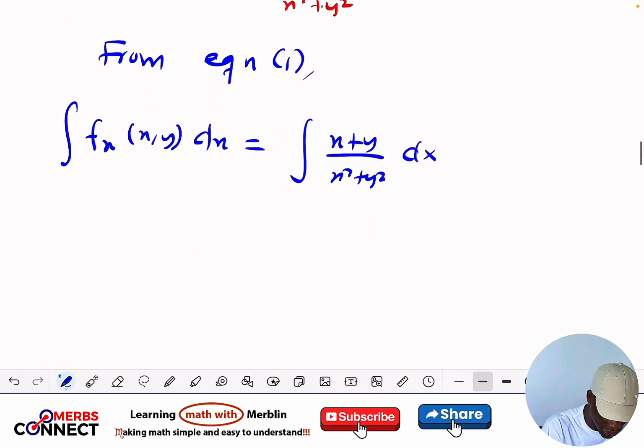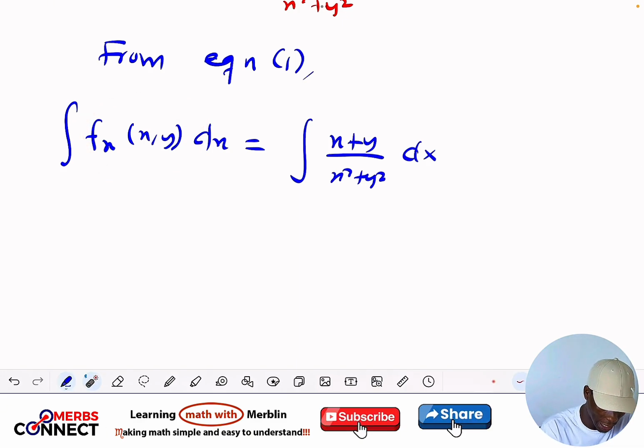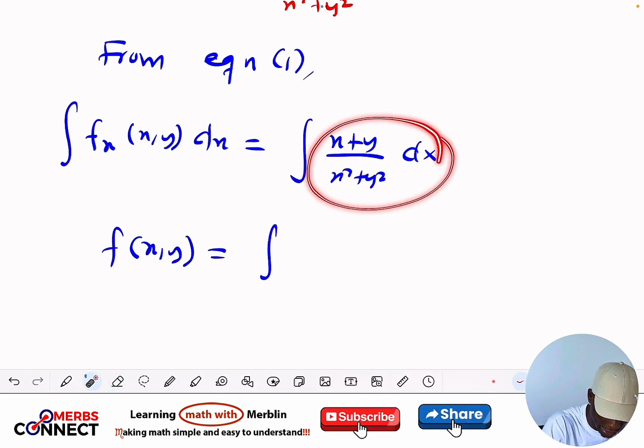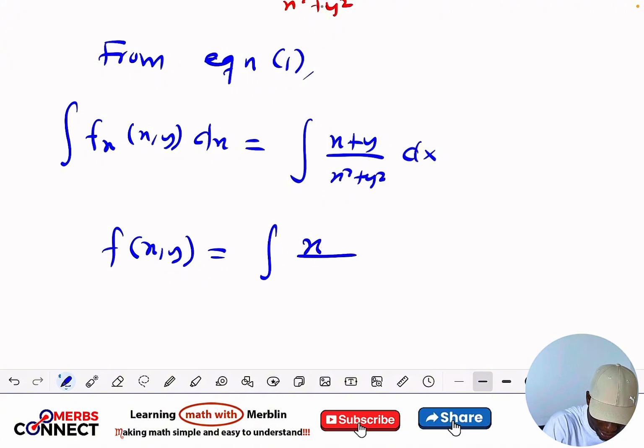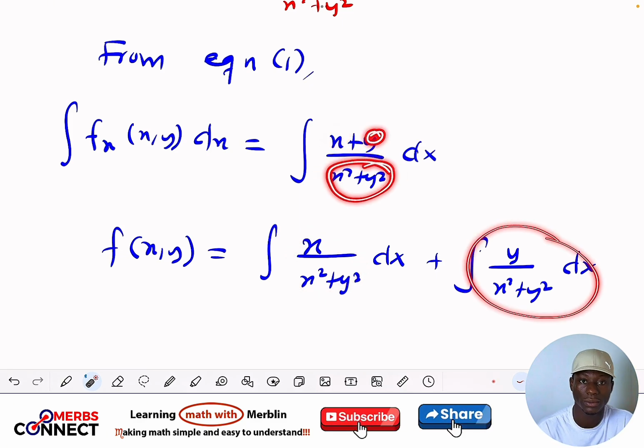So let's do the differentiation. This is differentiated 1. So when I integrate, I get the function out. So I'm going to get something like this. Then I can write this one here as the integration of x divided by x squared plus y squared dx plus the integration of y divided by x squared plus y squared. So I just divided this one divided by this plus this divided by this here.